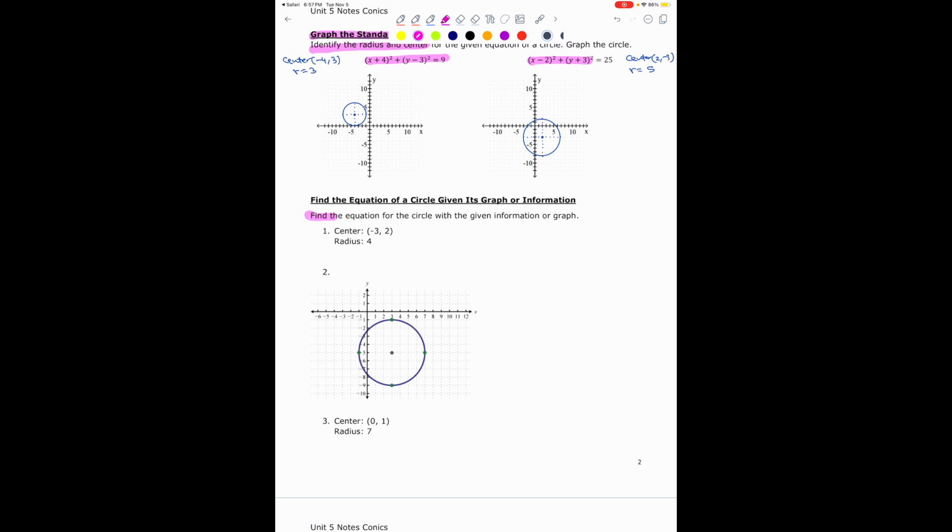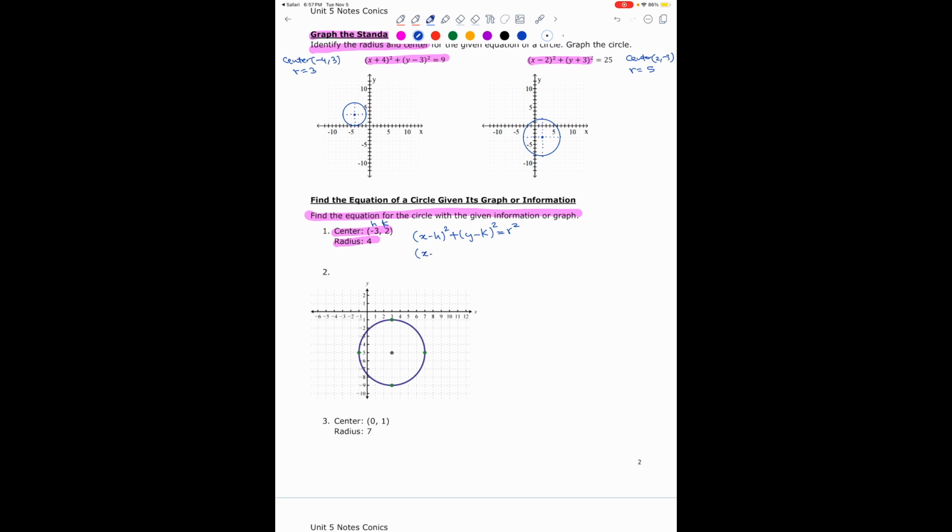Find the equation of the circle with the given information or graph. So for the first one, we were given information, the center and the radius. We know that the standard form of a circle centered at h and k is x minus h all squared plus y minus k all squared equals r squared. I have h and k, so all I need to do is substitute them in the equation.